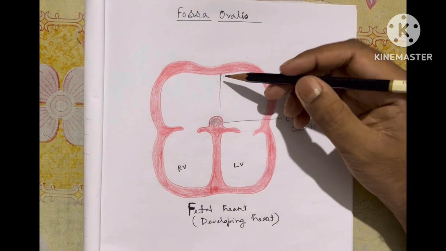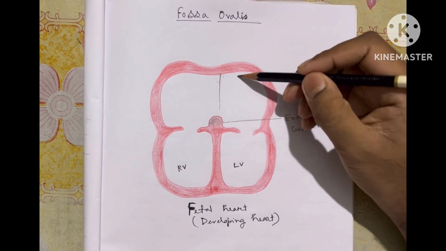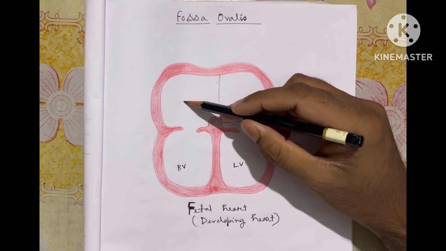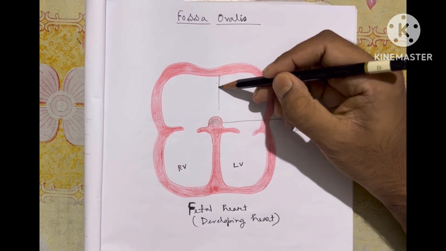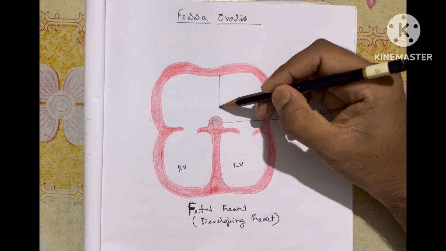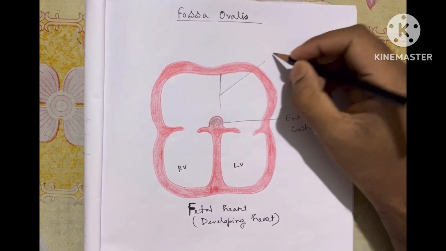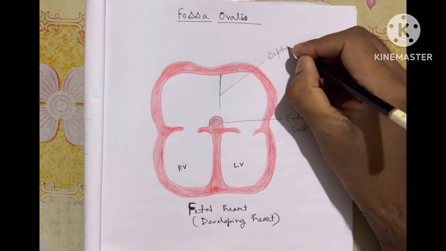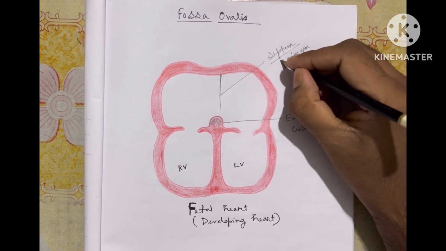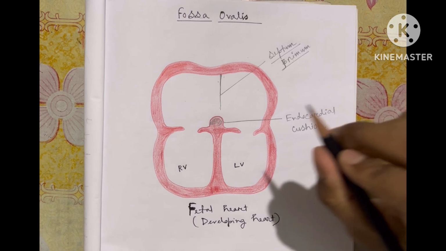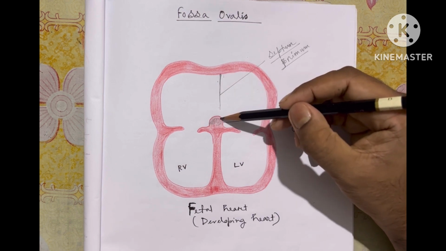So what happened in a developing fetus when the heart is in the underdeveloped stage, during that period at the middle of both the atria, so this is our right atrium, this is left atrium, from that middle one sheet of muscle membrane starts to grow towards the endocardial cushion. This is the first sheet. What is the name of that sheet? The name of that sheet is called septum primum. It is the first membrane which grows initially in between both the atria towards the endocardial cushion.